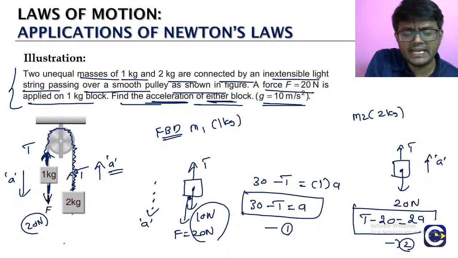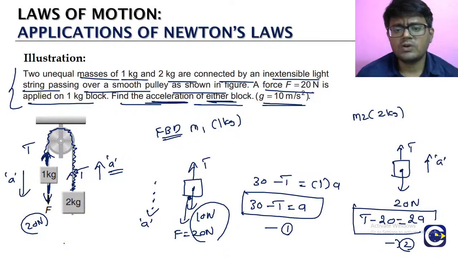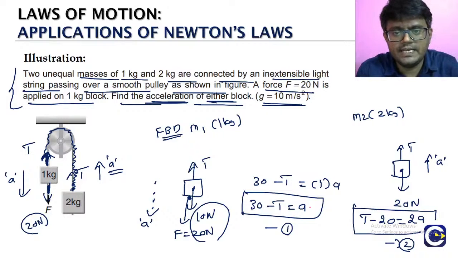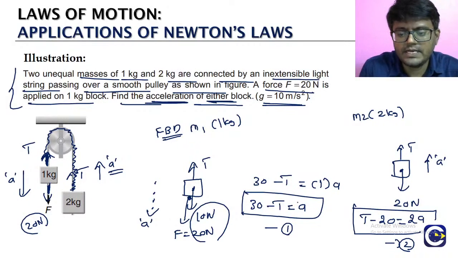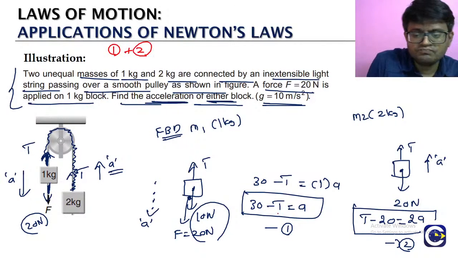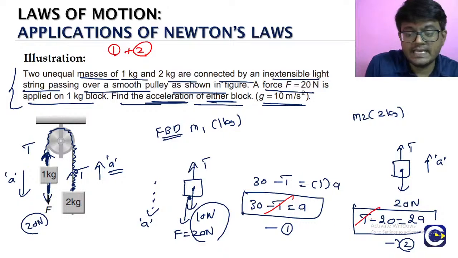Now once we are able to get the equations, this is more like math. There is no more physics. So we'll have variables we have to solve. It is like linear equations. Look at it. If you add both of them, like the same way we did, 1 plus 2, there is a minus T and plus T, which cancel.